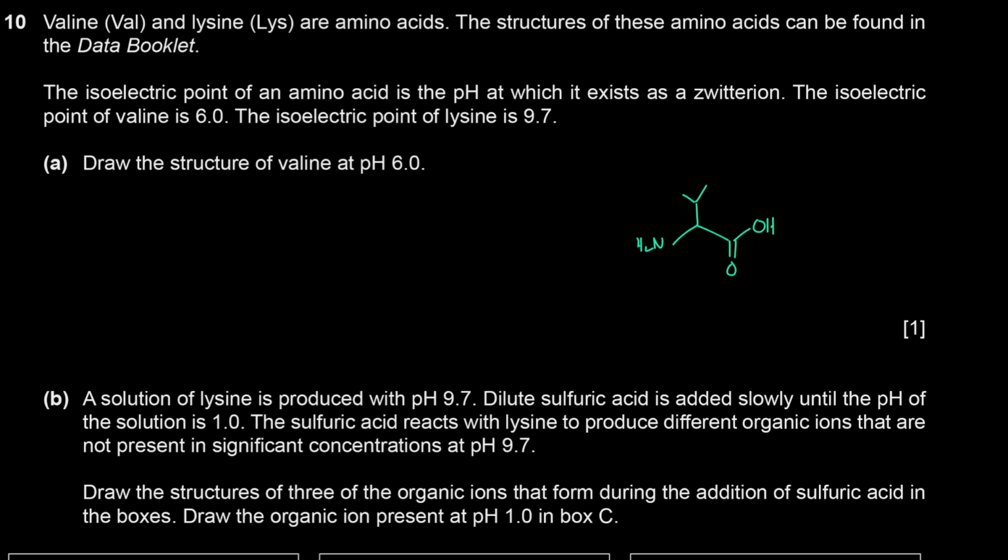Now, at pH 6, they're saying it exists as a Zwitter ion. So what exactly is a Zwitter ion? A Zwitter ion is when the carboxylic acid proton is transferred to the amine group on the same amino acid. So at pH 6, valine is an overall neutral Zwitter ion. In the Zwitter ionic form, valine looks like this. You have an NH3 plus and an O minus. So here we have the Zwitter ionic form for valine.